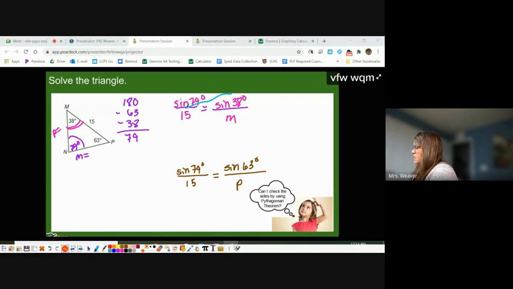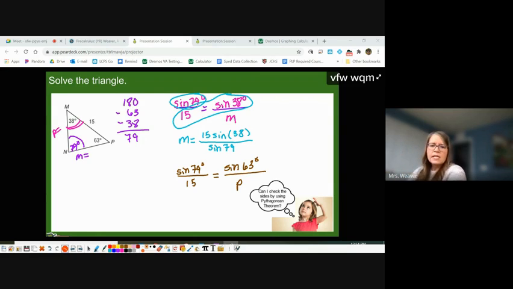So I'm going to cross multiply in the direction that does not have the variable and divide by the other number. Now, I always ask that you show me on paper what you're going to put in your calculator. So what I'm going to put in my calculator is 15 sine 38 divided by sine 79. Remember, the fraction bar means divide. So we're going to cross multiply and divide, and I'm going to put that in my calculator in one step.